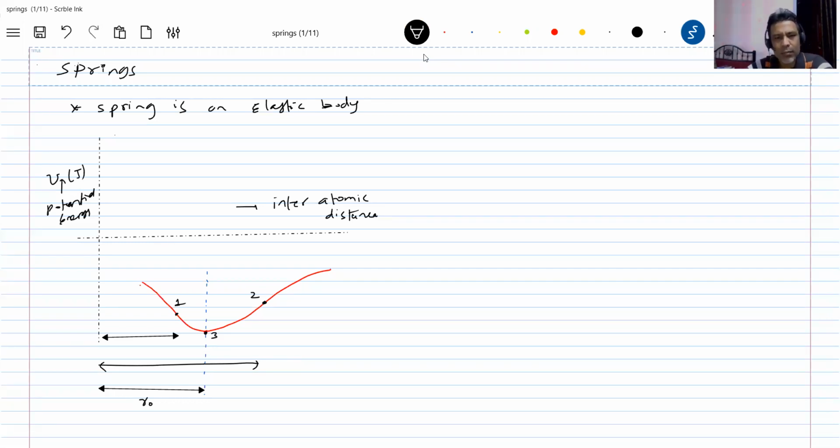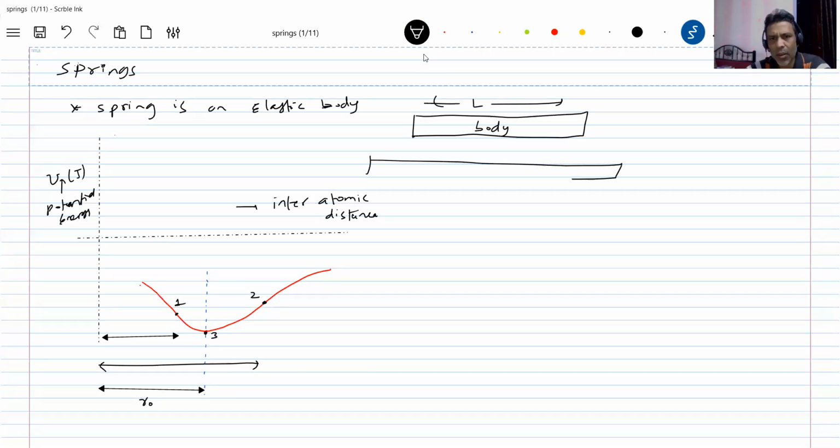Now, there's an elastic body of length L, an elastic rod, anything you can take. So I am going to increase the length. Then the distance between all the atoms will increase. Who will increase it? Some external force, some deforming force, you can write it. So the deforming force increases the distance between them.